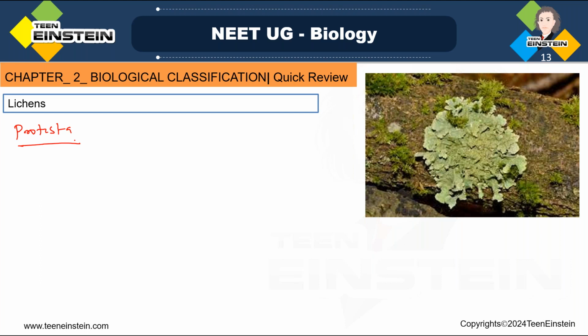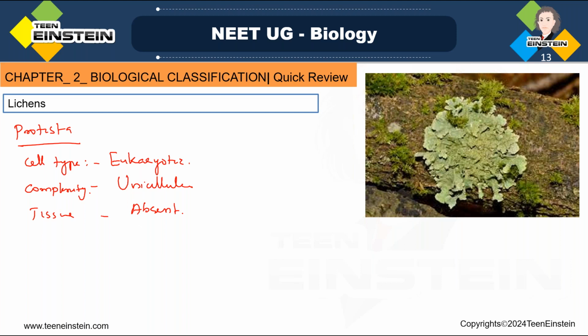Just next to kingdom Monera, make the next column for kingdom Protista. Here the cell type is eukaryotic, right? And the complexity of the body is unicellular. There is no multicellular organism in kingdom Protista. While learning about kingdom Protista itself, we said single-celled eukaryotes. So unicellular organisms are there, and the tissue system is also absent because they have only one cell, right?